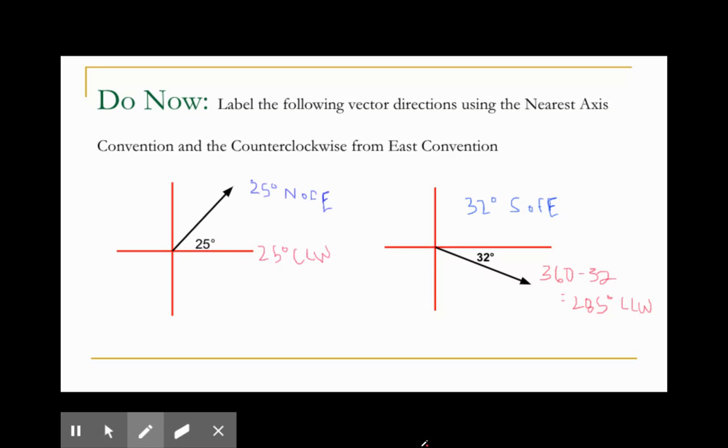Okay, so three ways in which we can label this. In terms of the north axis, we'd have 65 degrees east of north. In terms of east, we'd have 25 degrees north of east. Okay, and counterclockwise, we'd have 25 degrees counterclockwise from east. Awesome. Good. What about this next one?